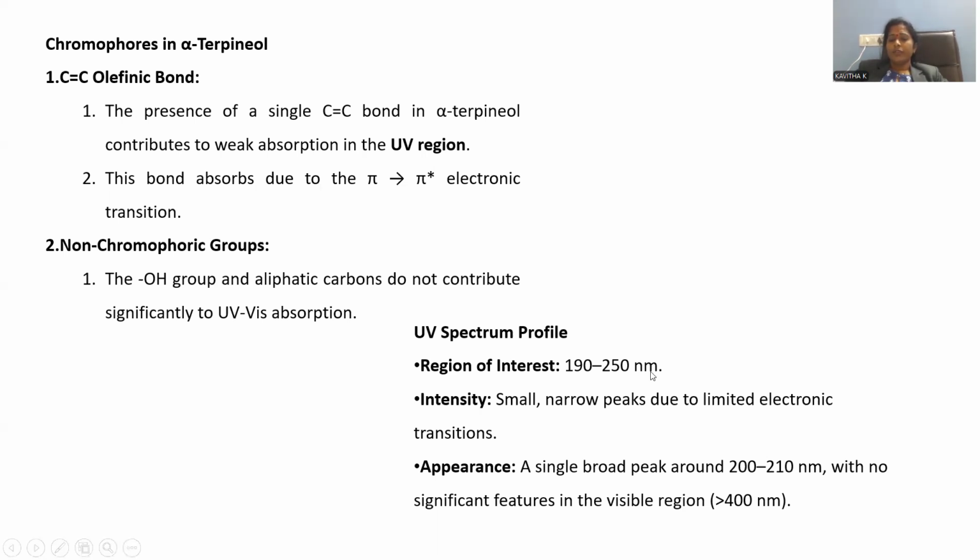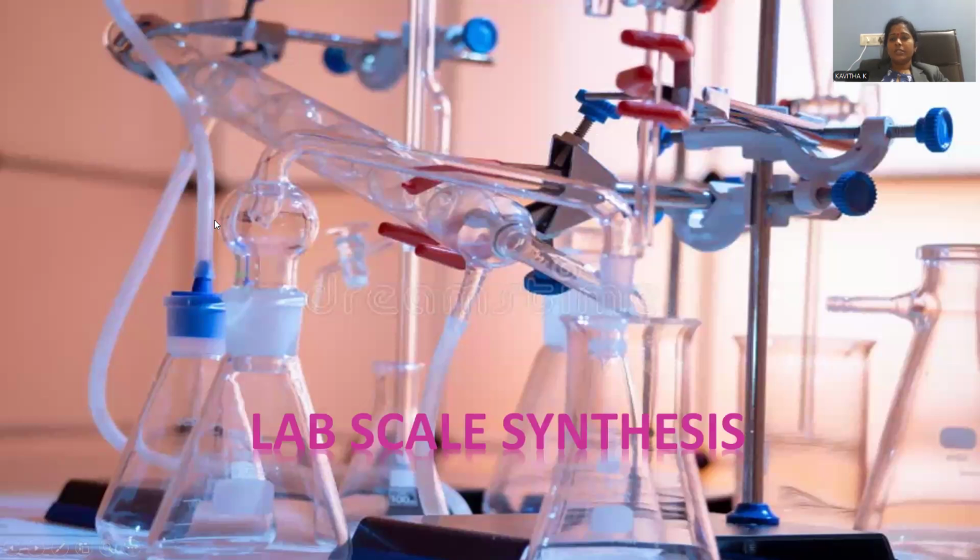Whenever you observe a broad peak at 190 to 250 nanometers, that corresponds to a pi to pi star electronic transition due to the existence of a double bond within the ring structure. Being a monocyclic system, this double bond gives a peak in the 190 to 250 nanometer range. We notice a narrow, smaller peak, and the electronic transition is pi to pi star. This is how the carbon-carbon olefinic double bond is indicated.